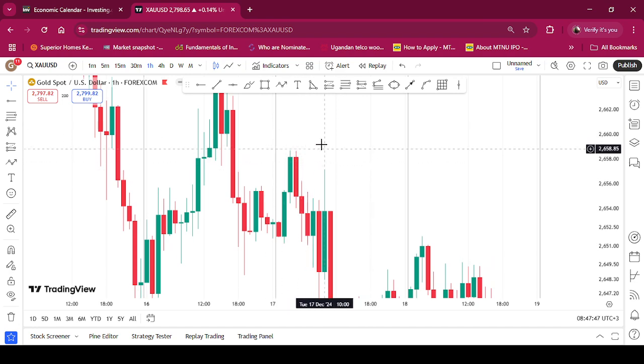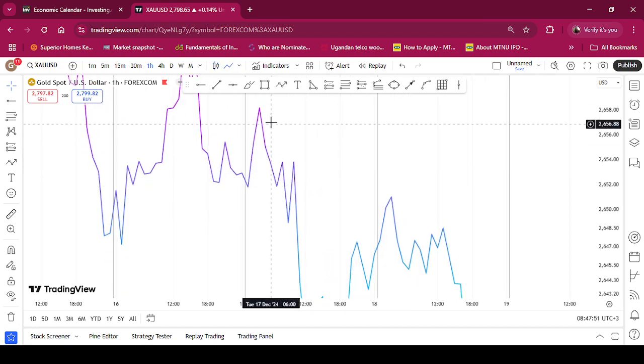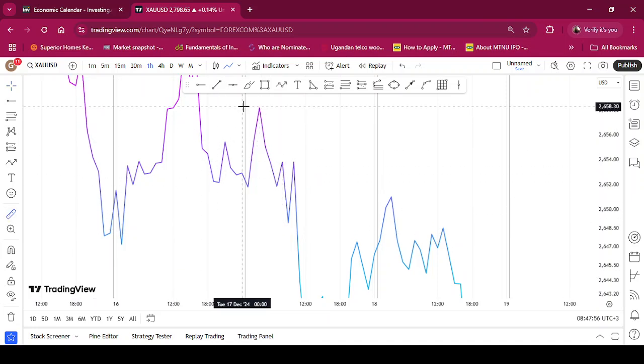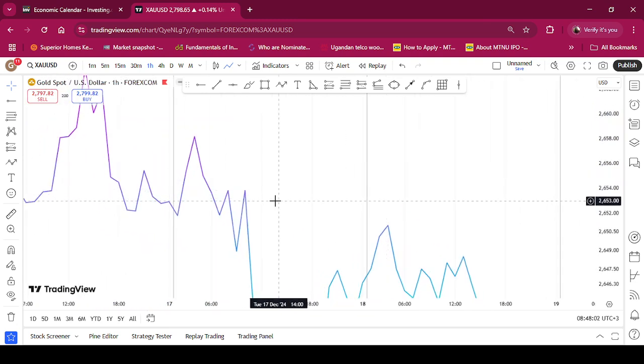But was this a really good one? Yes. Now let's look into it. From this high to this low, did we do a 50%? Yes. We got, look at this. This low.